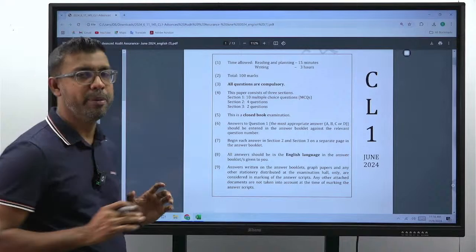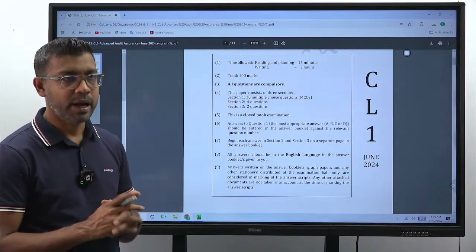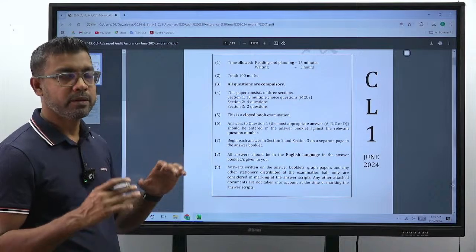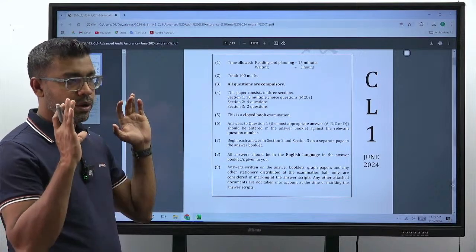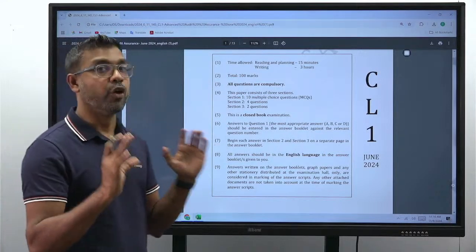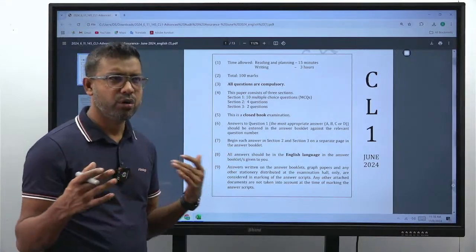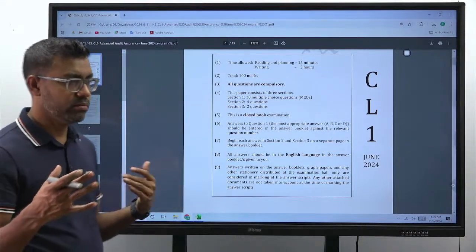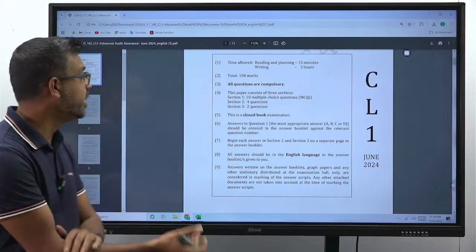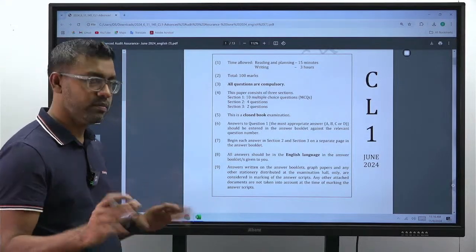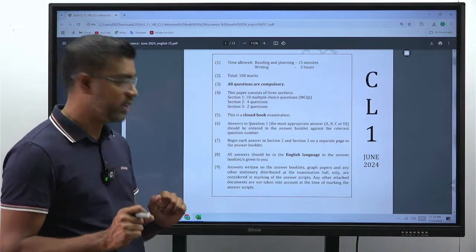So that's the format of this paper. I thought it is really important for you to explain this, because you should understand which areas to focus on when you sit for this exam. We have almost 1.5 months, maybe 5 or 6 weeks prior to the exam, or that kind of time period.